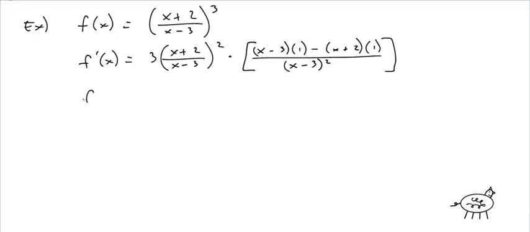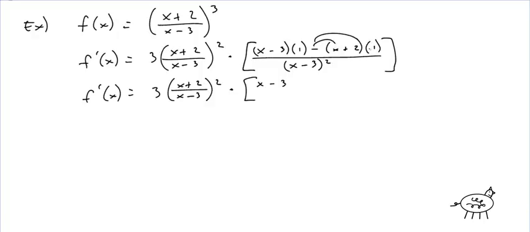Okay, and so I simplified a little bit. Really the only thing I'm simplifying is if I multiply this top part out. You want to make one fraction. So we're going to say x minus 3, and then make sure you distribute the negative. Don't make goofy algebra mistakes. Minus x minus 2, over (x minus 3) squared.